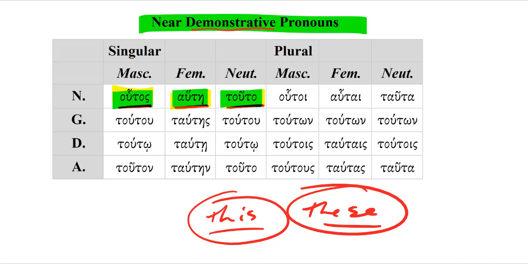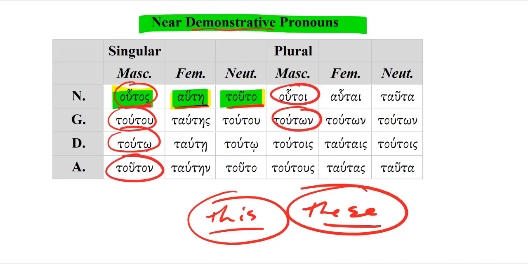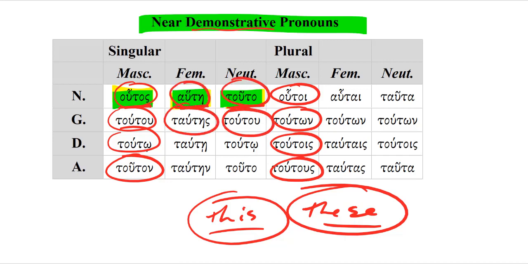You're like, how would that decline? Well, let's just do it. Let's imagine we're doing it as a functioning like without any modifier. So it'd be this man, of this man, to or for this man, this man. These men, of these men, to or for these men, these men, right? As opposed to this woman, of this woman, this thing, of this thing, right?